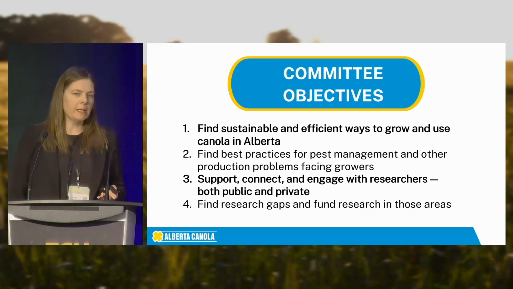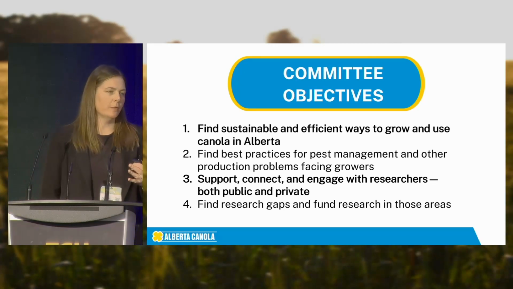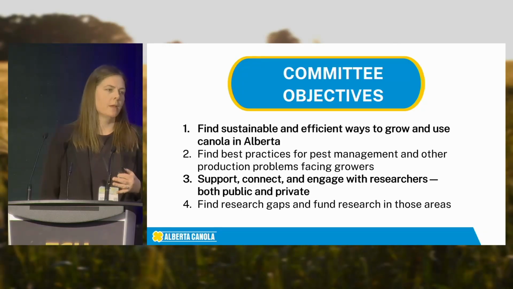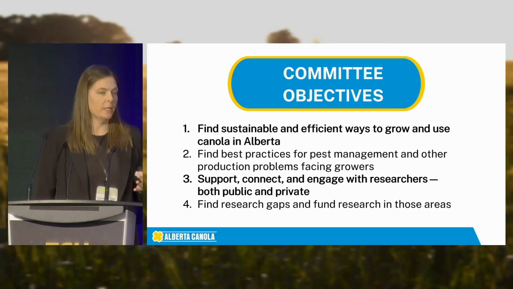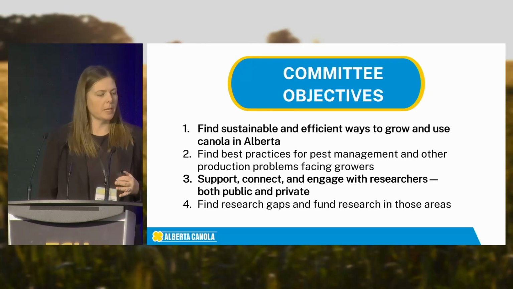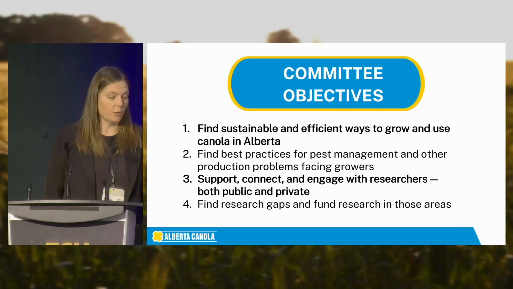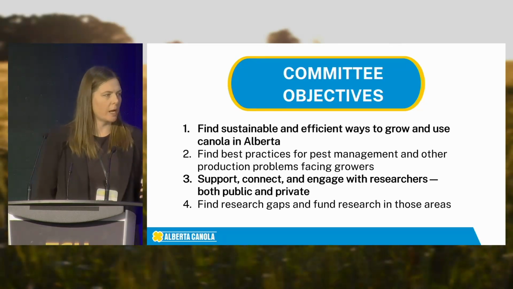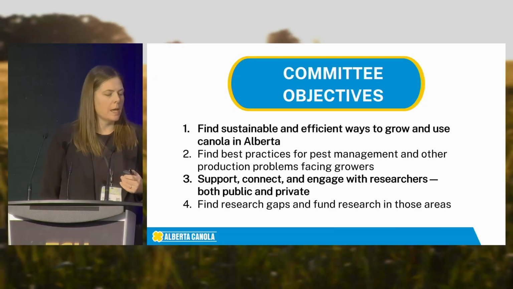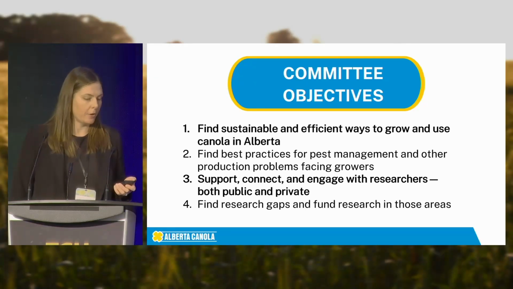So the research committee at Alberta Canola exists to find the most sustainable and efficient ways to grow canola in Alberta, which includes identifying best practices for pest management and other production problems. This also includes supporting researchers, engaging with them, identifying research gaps, which is something that we're trying to kind of lean into a little bit more. And then when we find those research gaps, try to fund research in that area.